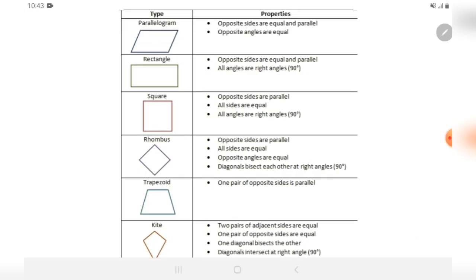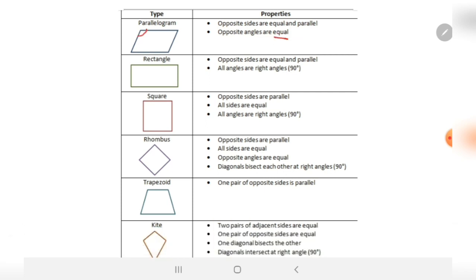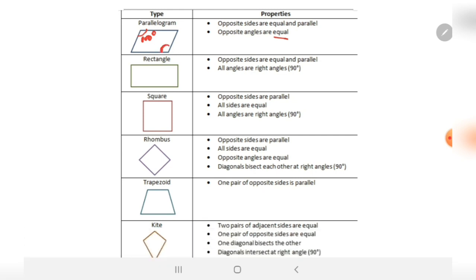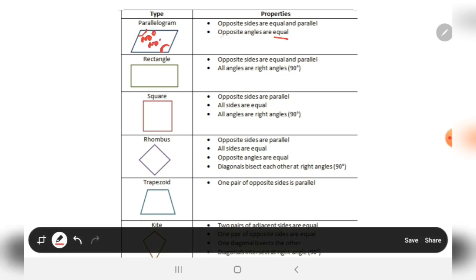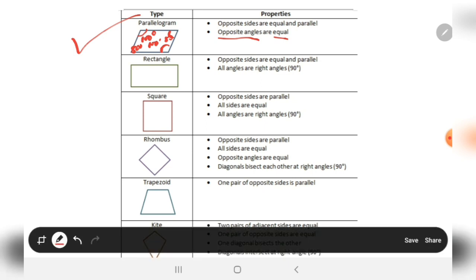Okay, so that is parallelogram. Next, opposite angles are equal. For example, in here, this is 100 degrees and the opposite angle is in here, and it should be 100 degrees because it states that the opposite angles are equal. Then this would be 80 and this would be 80, and that is parallelogram.